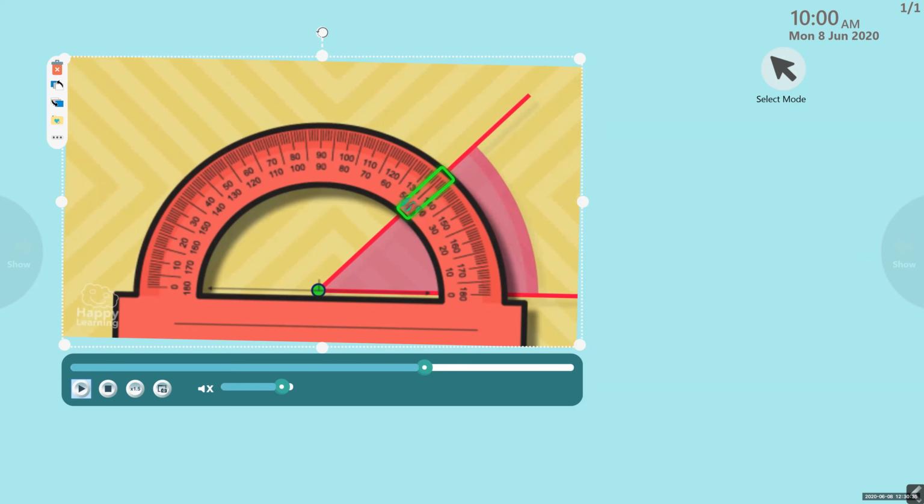Yes, Isha. Can you see this angle? Can you read how many degrees that is from the protractor? It is between 40 and 50, in the middle of 40 and 50. Ma'am, 45. Very good. It is 45 degrees.